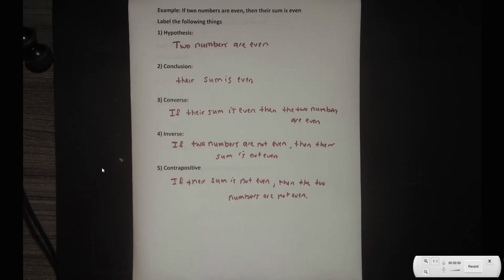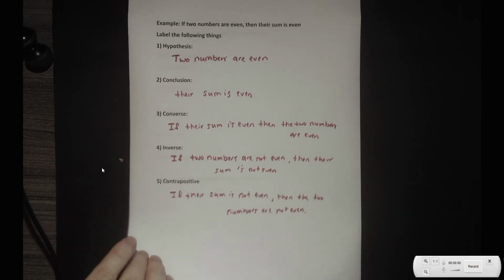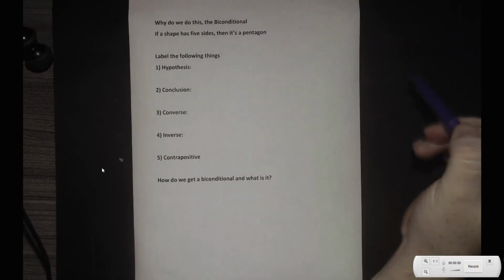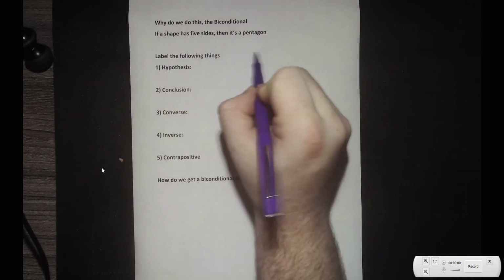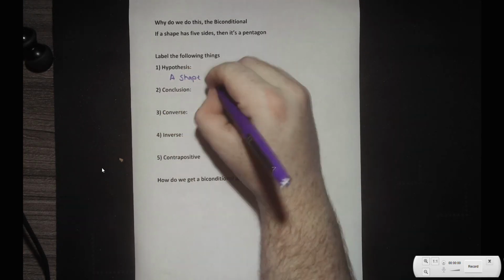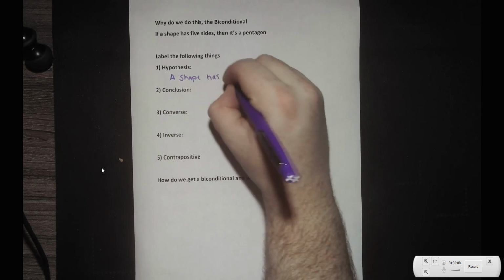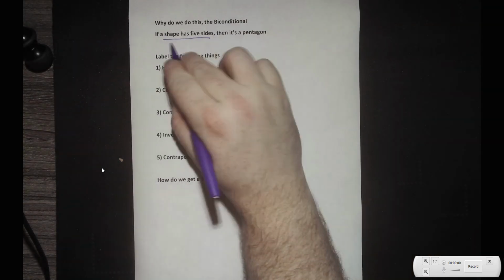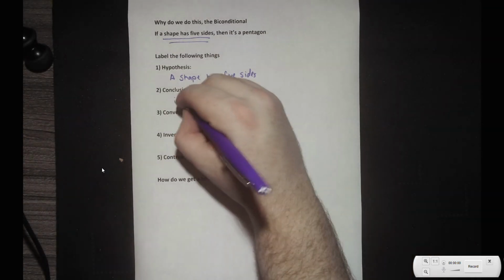Okay. So let's look at that one more time just for practice purposes. Then we're going to introduce one other thing real fast. We're going to look at what's called the biconditional. But first we're going to run through all those things again. Again, if a shape has 5 sides, then it's a pentagon. A shape has 5 sides is the hypothesis. It's the part in between if and then. It's a pentagon is the conclusion.